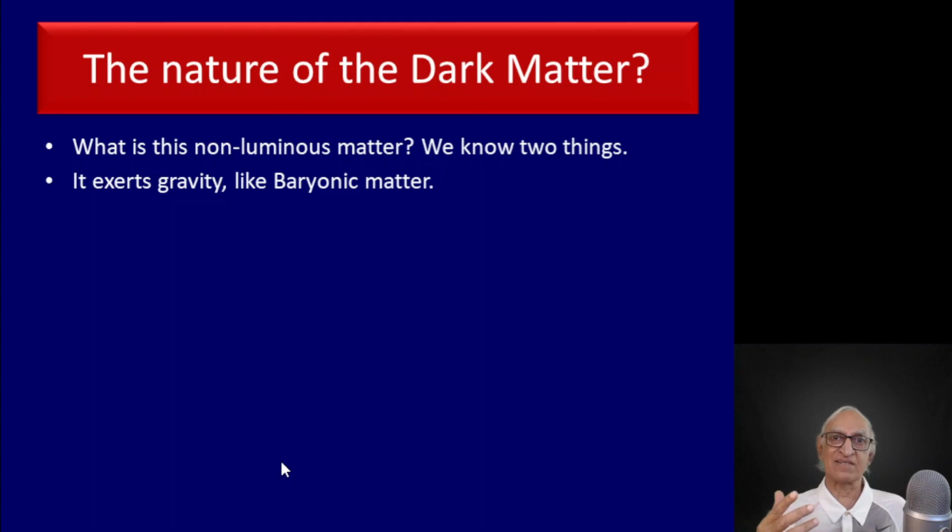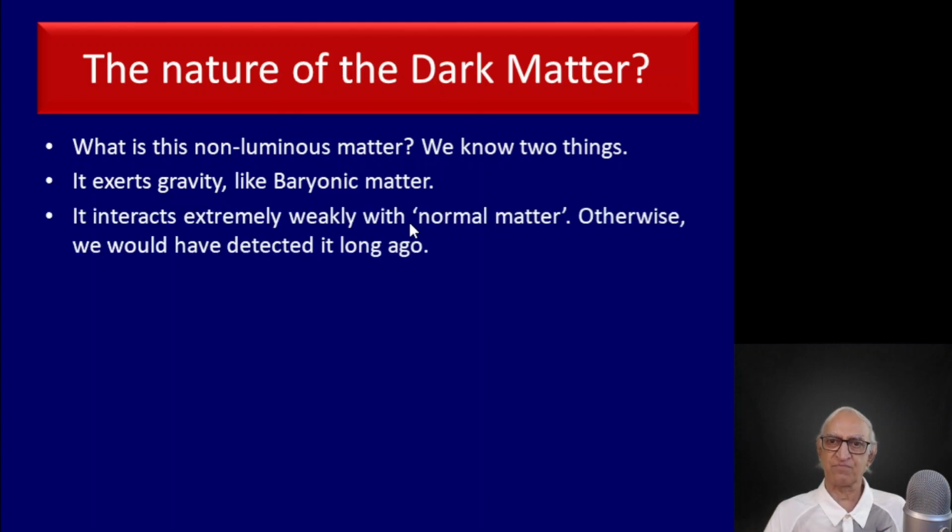So whatever this matter is, it behaves as far as gravity is concerned like electrons and protons and neutrons and pi mesons and so on, or in other words, baryonic matter, matter that we are familiar with, matter of which we and the planets and the stars are made of. We also know that whatever this dark matter may be made of, those particles interact extremely weakly with the matter that we are made of, that we are familiar with. Otherwise, we would have detected this matter a long time ago.